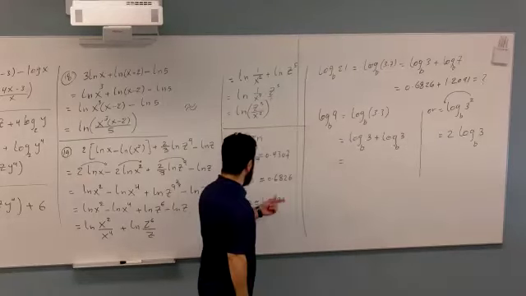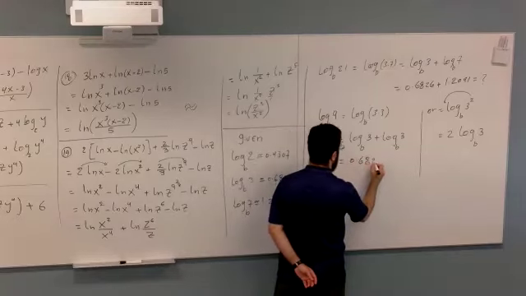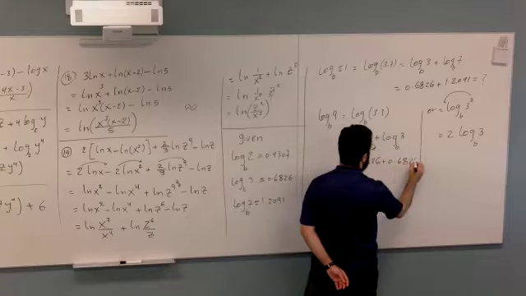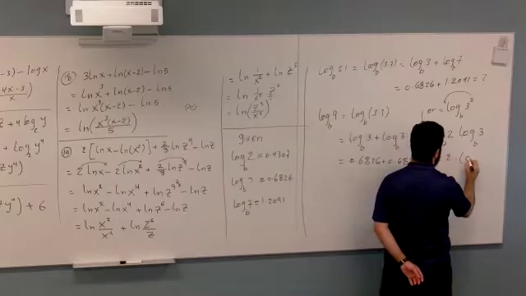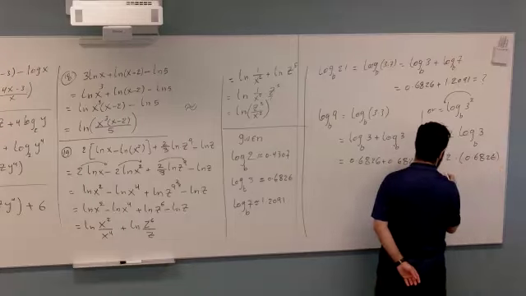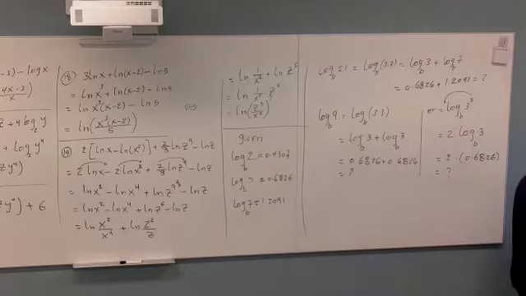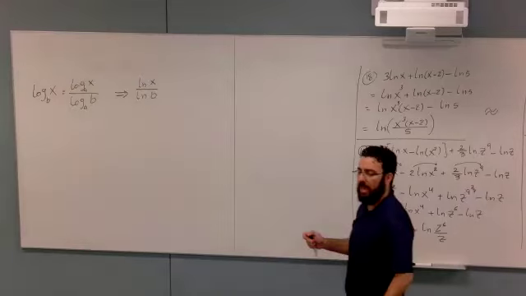Here, you're going to plug in the number 0.6826 and add 0.6826. And here it's going to be 2 times 0.6826. 100% the same.